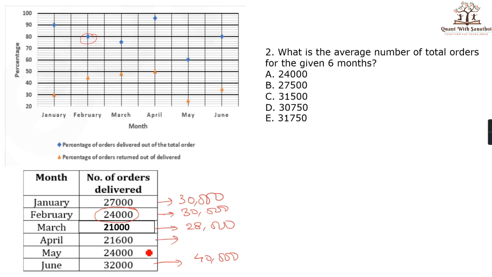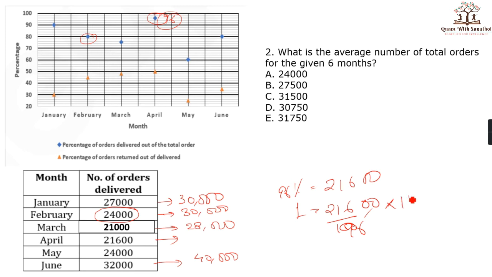30,000. Similarly, if you look at this question, for the month of April, 21,600 equals to how much? This value is 96. Okay, 96% is equal to 21600. 1% is equal to 216 by 96.